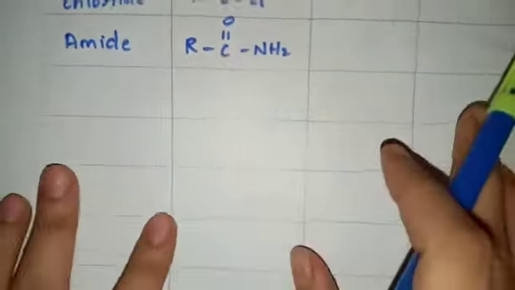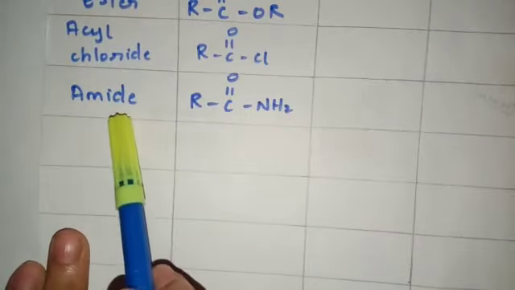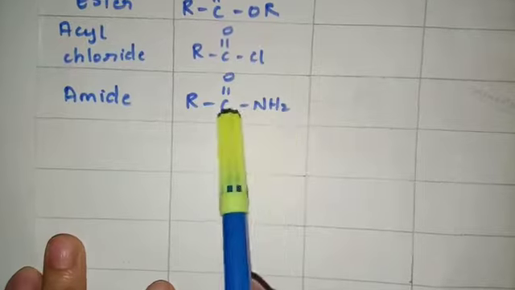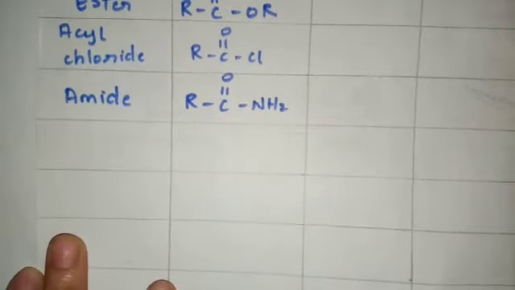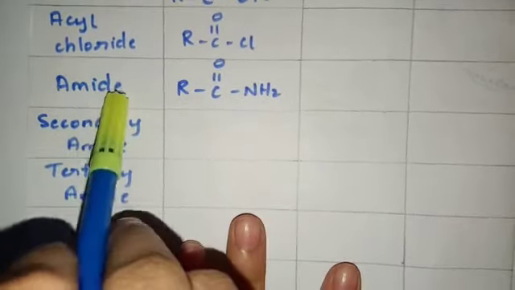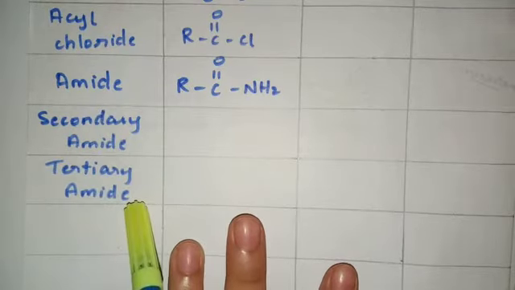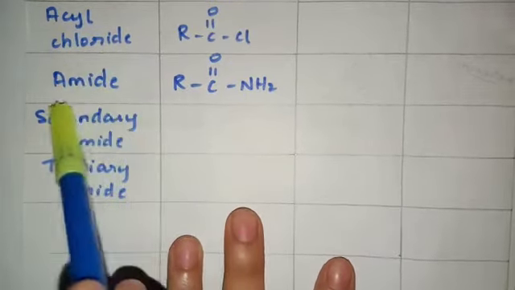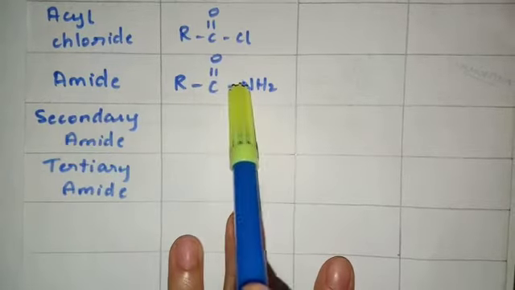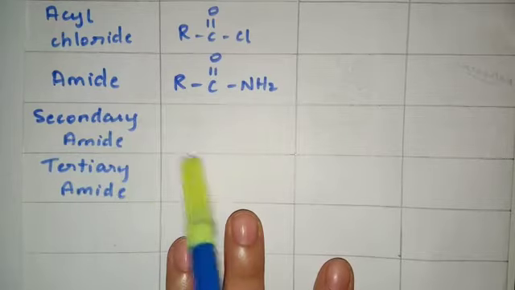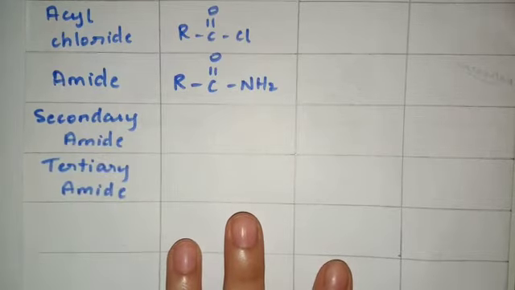Students, the next functional group after acyl chloride is amide. The formula for amide is RC double bond O NH2. Followed by amide, the next two compounds which we have are secondary amide and tertiary amide. The amide that I have discussed right now is a primary amide. So primary amide, secondary and tertiary. You will understand the difference once I draw the structures for secondary and tertiary.